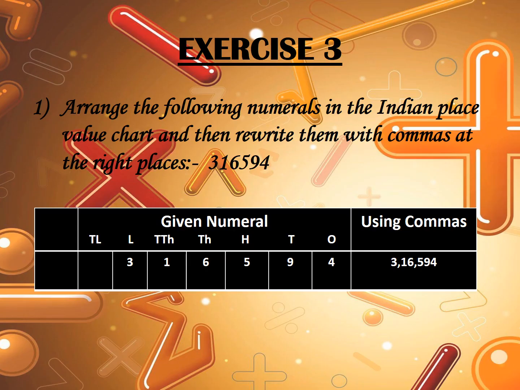Come to exercise number 3. Question number 1. Arrange the following numerals in the Indian place value chart and rewrite them with commas at the correct place. So the number is 316594. In the place value chart, it has been represented here as 3,16,594. While using the commas, you can rewrite it as 3,16,594 in this way. The next questions, you do it by yourself.